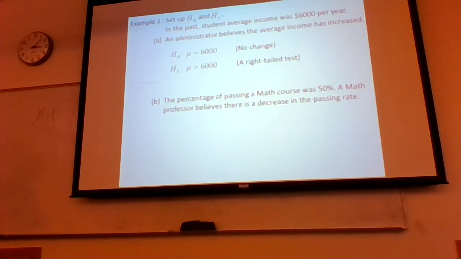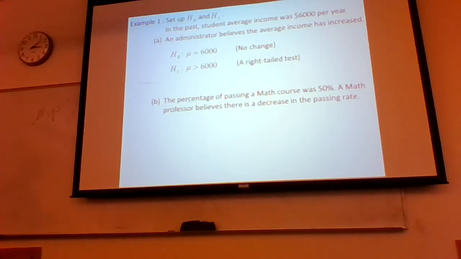Are you sure? Yeah, because you say that if you subtract 6,000 from 6,000, it's no change, it's 0. Right. The H1, the mean is greater than 6,000. Right, absolutely right, meaning that the right tail would be tested. Well, that's called a right tail test.